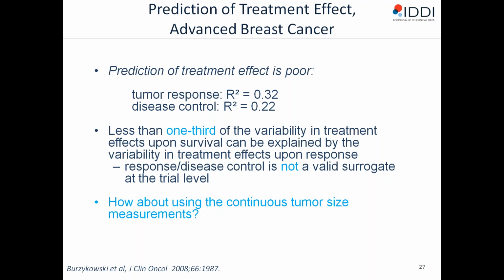Well, then the question is, okay, these endpoints are categorical or binary in nature, so obviously there is a reduction in the information which they carry, and all of them are based on the tumor size. So the question is, how about using the continuous tumor size measurements? Eduardo mentioned depth of response, which is based on assessment of the relative change versus baseline. So this is a continuous endpoint. So the hope might be that this actually can be more sensitive than dichotomized or categorized endpoints. So this might perhaps be a better candidate for a surrogate endpoint.